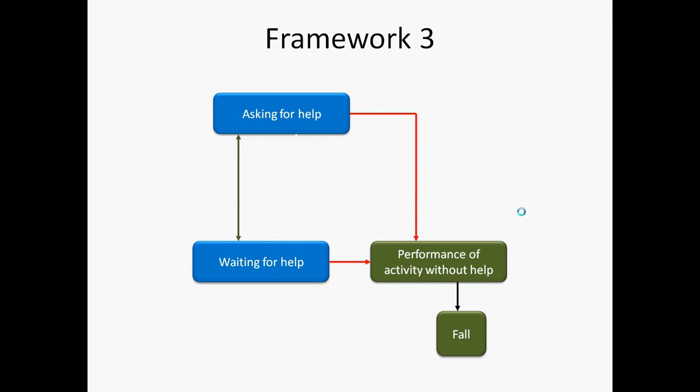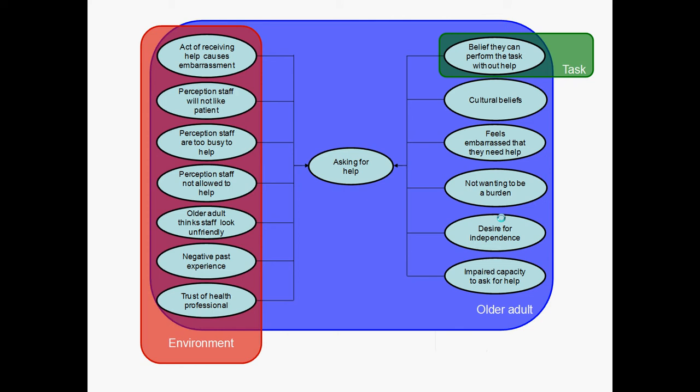As you'll recall, Framework 3 was centered around the process of asking for help and waiting for help so that activities are performed with assistance so as to try and prevent falls from occurring. The range of different factors that could impact on a patient's willingness to ask for help have previously been presented and discussed at some length, and again further information on these factors can be found in the publications that have been cited in previous videos. For now, we're going to concentrate on a few of the biggies.